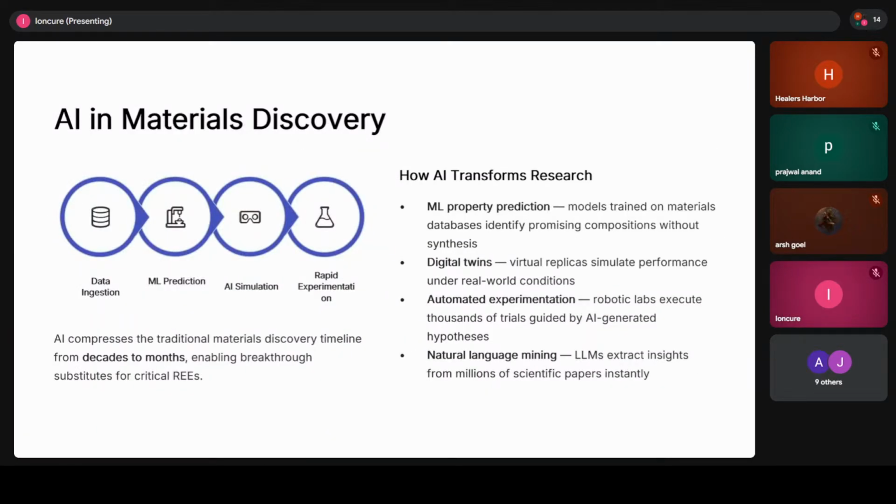This is where artificial intelligence becomes important. Traditionally, discovering new materials could take many years or even decades. AI can now accelerate this process significantly. Machine learning models analyze huge scientific data sets and predict promising material combinations before physical experiments are conducted. Digital twins simulate mineral behavior under real world conditions. Robotic laboratories can perform automated experiments much faster than traditional research methods. Large language models can even analyze millions of scientific papers to identify hidden research patterns. So, AI is transforming the way materials science research is conducted.